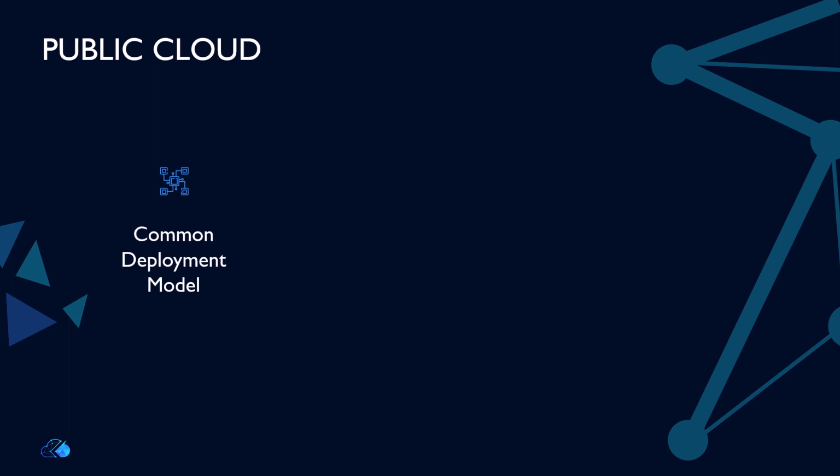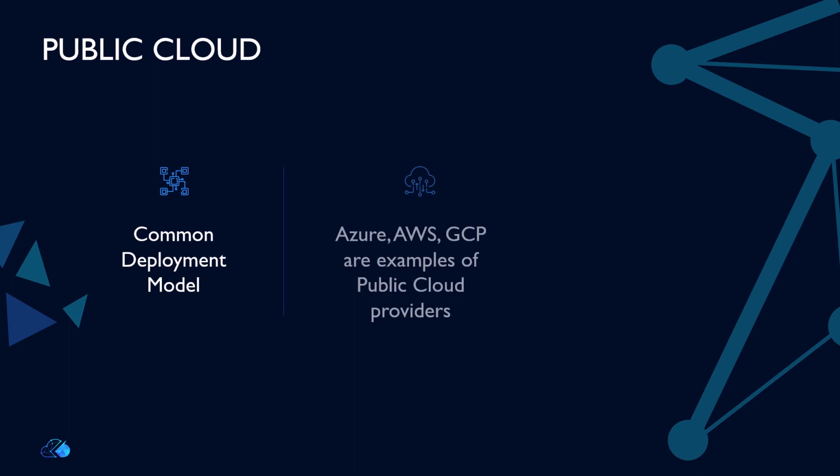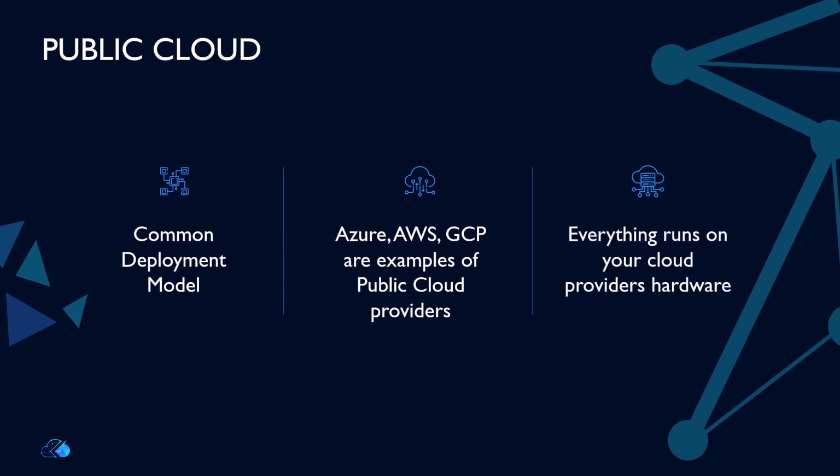They say, hey, I want to start using cloud services. I can go to AWS or Microsoft Azure and immediately start leveraging public cloud. Azure, AWS, GCP are all examples of public cloud providers, and everything runs on your cloud provider's hardware. So essentially, they provide the services, you put the apps and the data on top of them, but it runs on their hardware in their data centers.